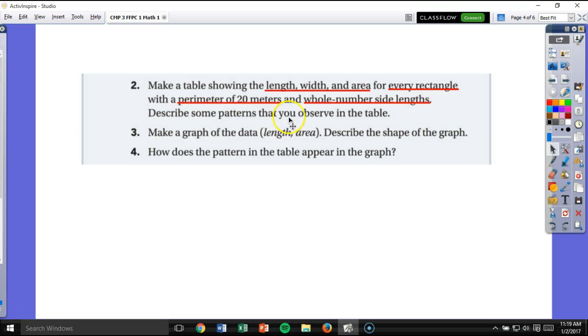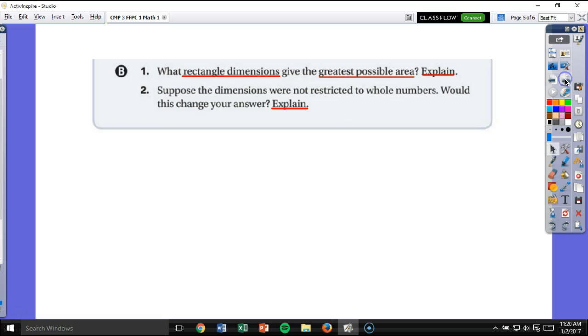Then describe some patterns that you observe in the table. Once you've done that, make a graph of the data with length and area, and please describe the shape of the graph. So how does the pattern in the table appear in the graph? How do you see that relation going there? And then we jump into B1 and 2.